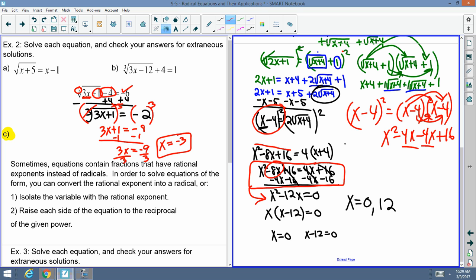Or you could learn the property that I've been teaching you for about 2 months now. And that property is first term squared, that's x squared. There's a minus here, so minus 2 times the first term times the second term, that would be minus 8x, plus the second term squared, which would be the 16.